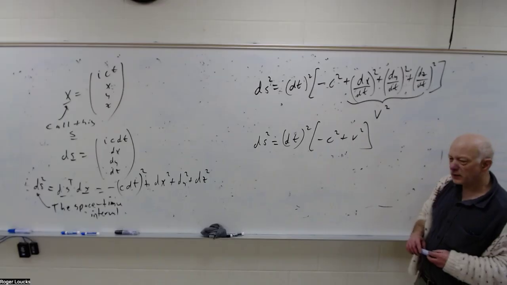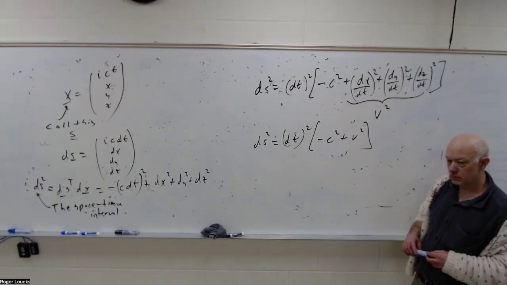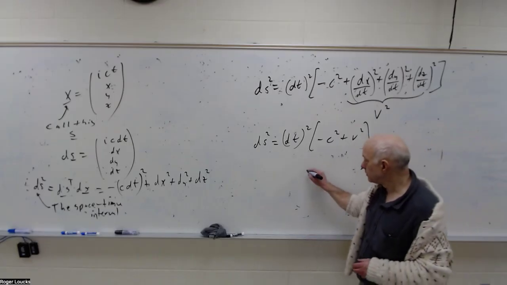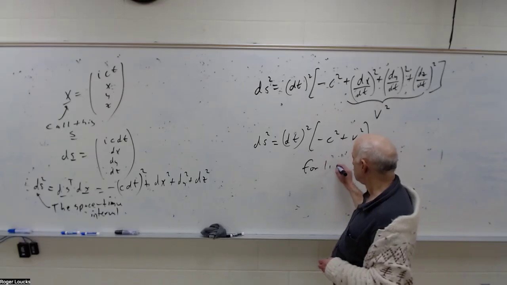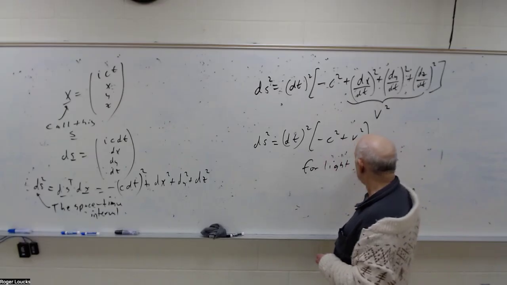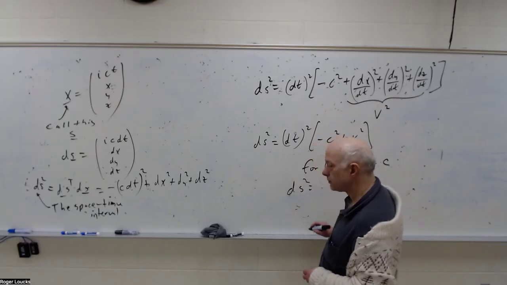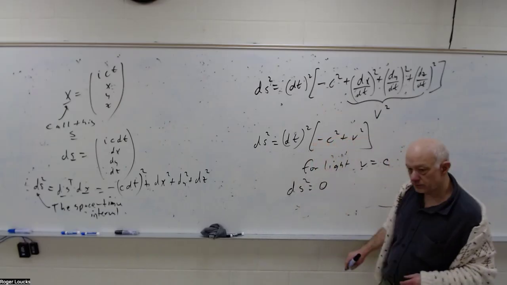Now, what would happen if I had light? What would be the light? C. Yeah, the light. V equals C. And so what's your space-time interval then? 0. It's going to be 0.